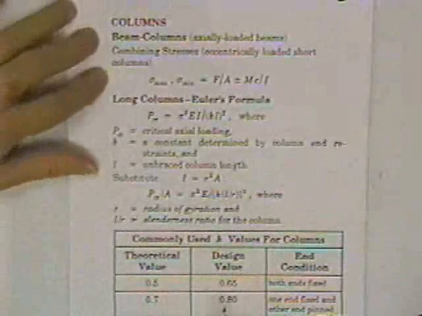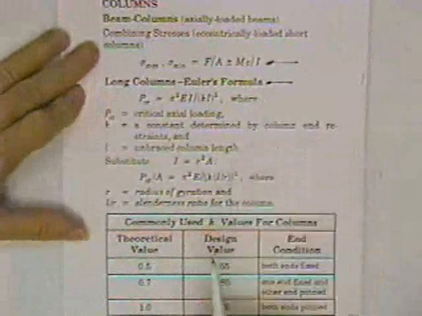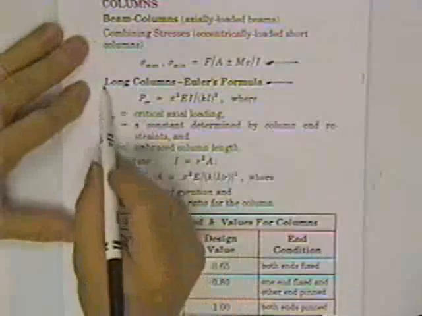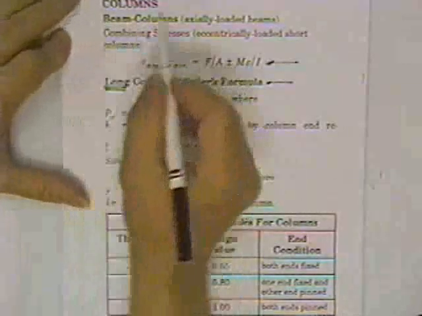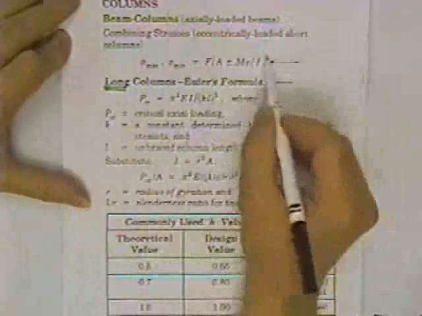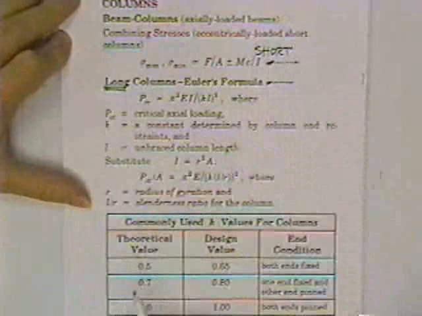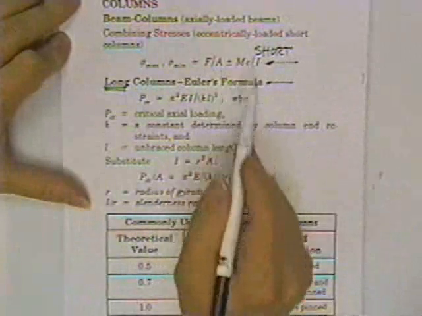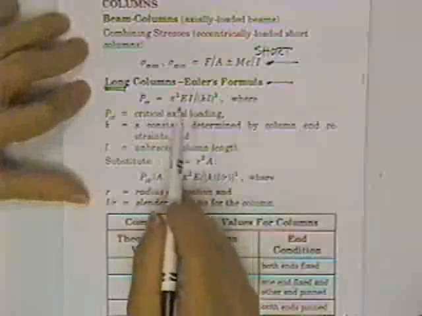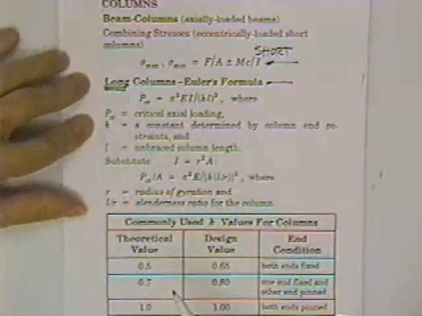Here's what your book gives you. Here's his beam columns. This is called Euler's formula. You need to know when he says the word long, he means long. This one's for long columns. So if he asks you, when should you use that? Can you use it on a short column? The answer is no. If he says, what's this good for? You say, well, long columns only.